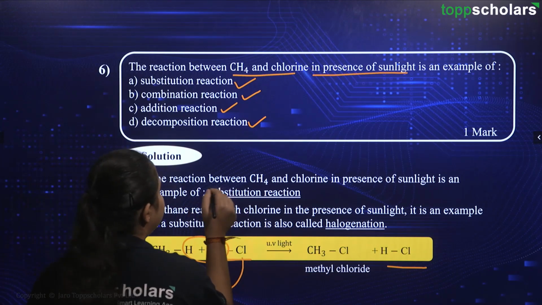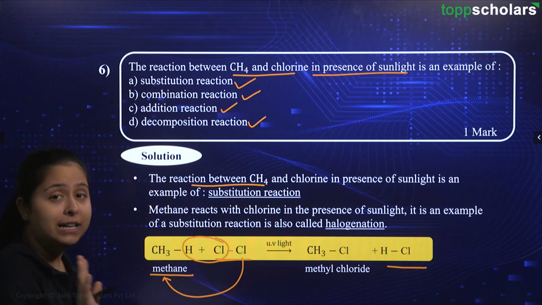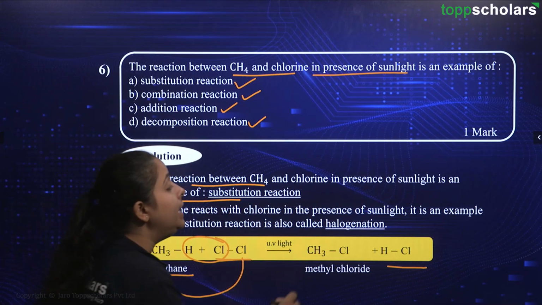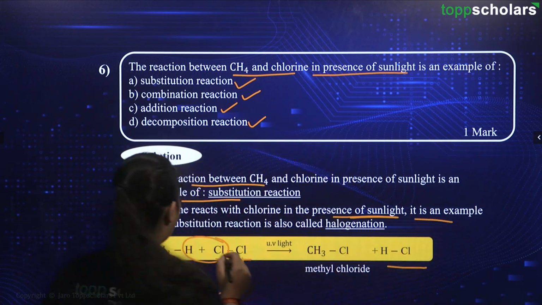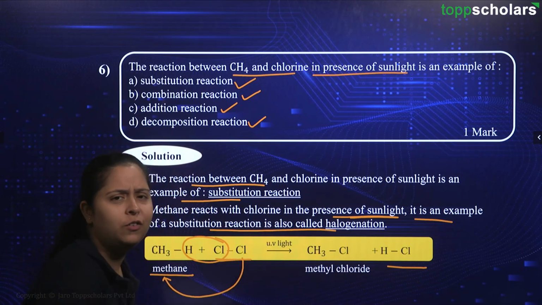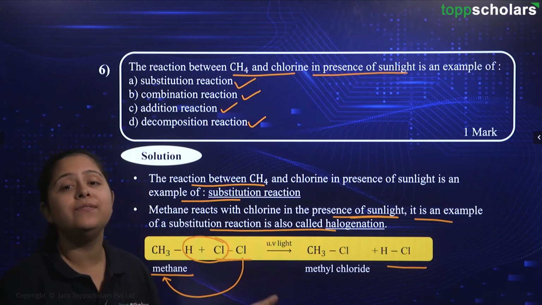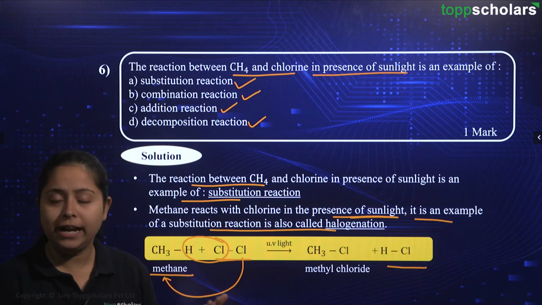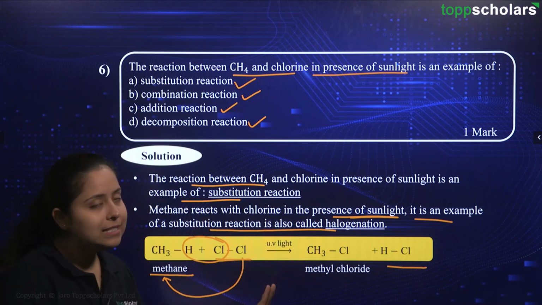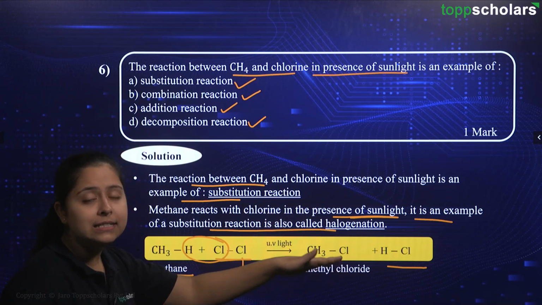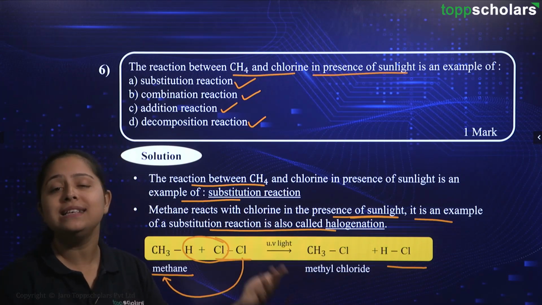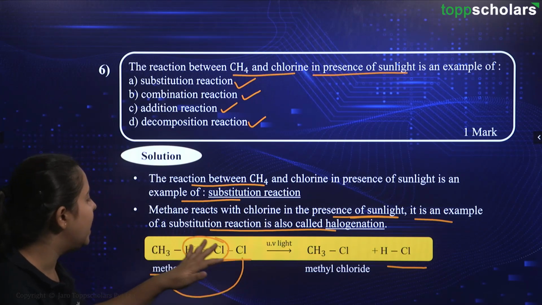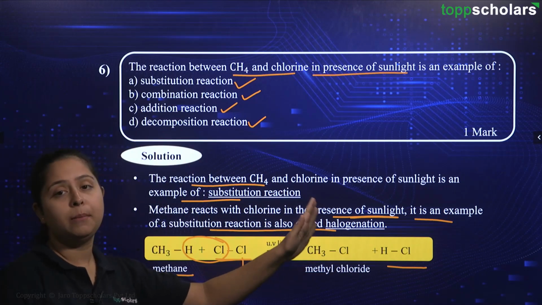Now, let's go for the solution part. The reaction between CH4 and chlorine in presence of sunlight is an example of substitution reaction. Methane reacts with chlorine in the presence of sunlight, and it is also an example of halogenation. Why so? Because friends, in group 17 of your periodic table, halogens are present. We have chlorine, bromine, iodine, right? Fluorine is also there. All of these are halogens, and if you add these to hydrocarbons, then the reaction is called halogenation. This is also something that you might already have known. So this reaction is substitution, and this is also an example of halogenation.